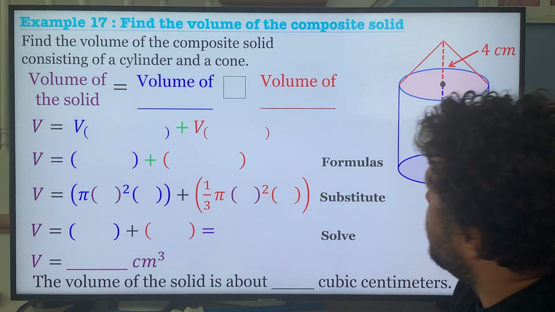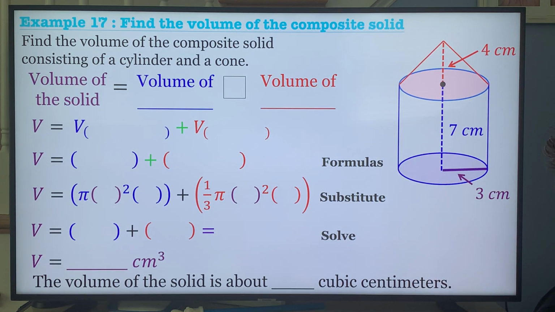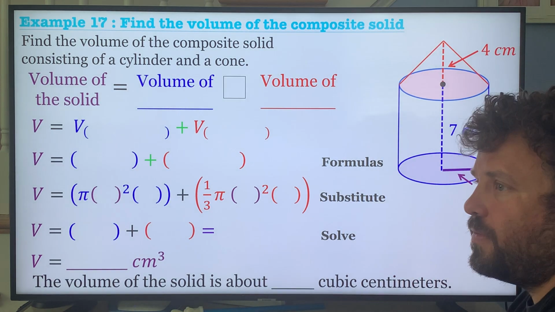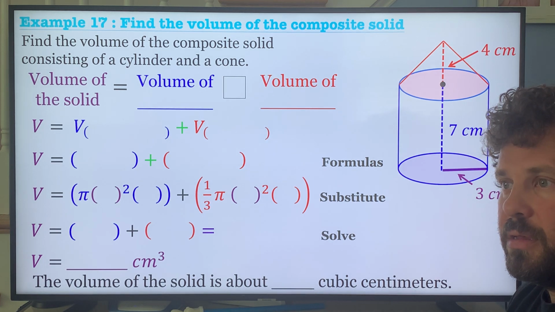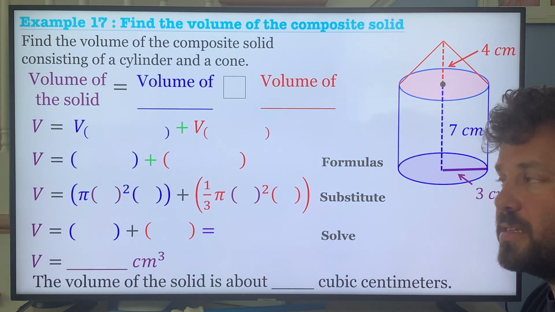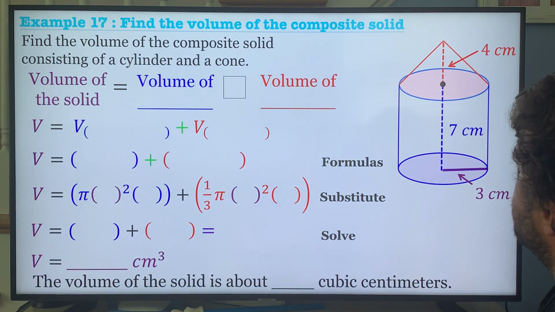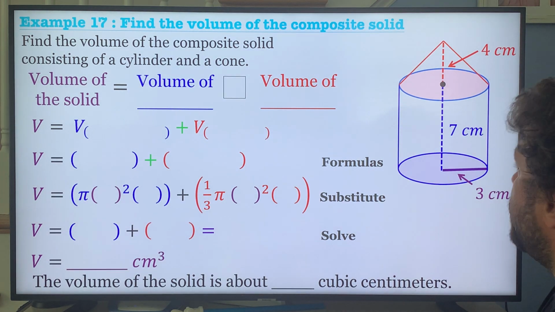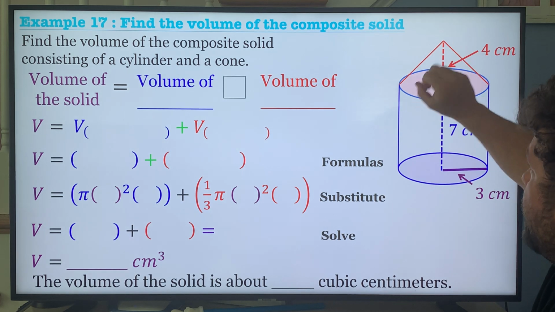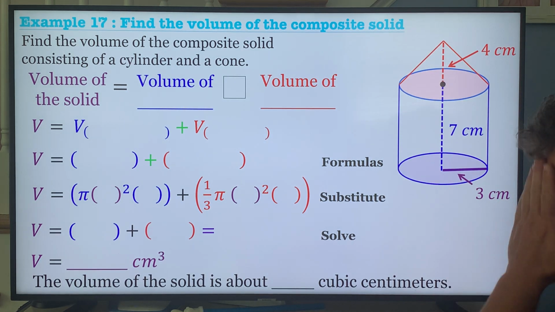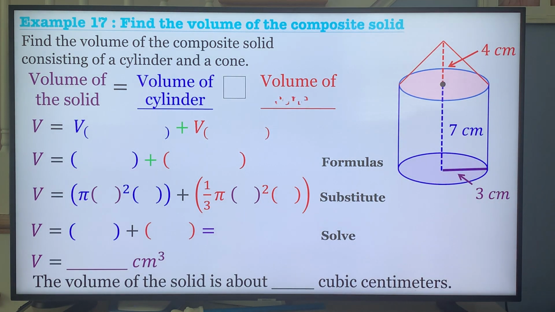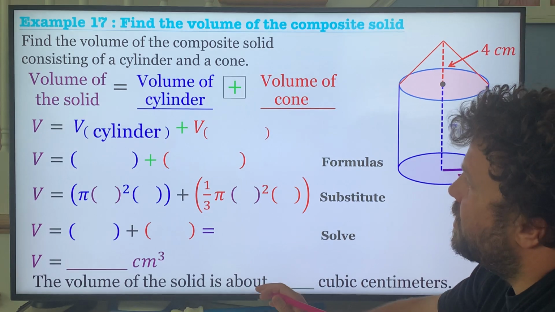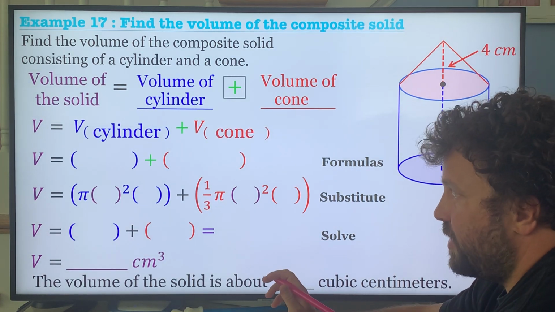All right, next one. Example 18. Find the volume of the composite solid. So now what we're going to do is find the volume of solids on top of solids. Because these two solids right here, what do you have to do with them? You have to add them because they're one on top of the other. You have a cone on top of a cylinder. So the volume of the solid equals the volume of the cylinder plus the volume of the cone.